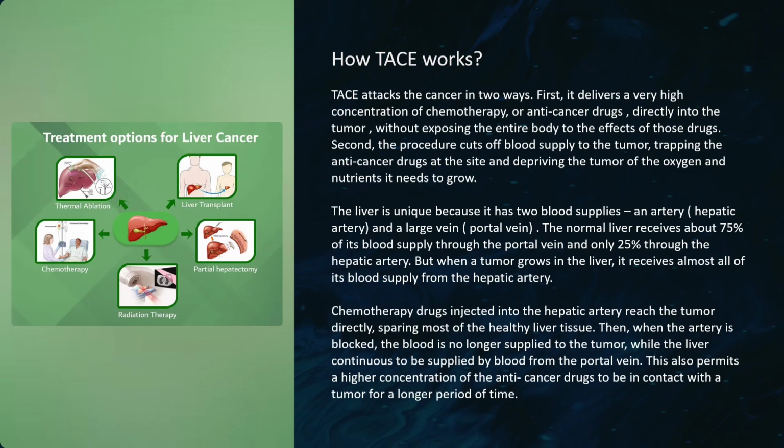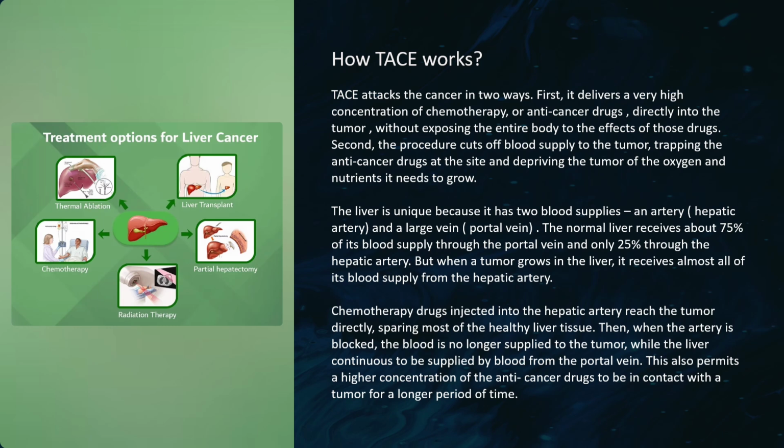Then how TACE works. The treatment options for liver cancer. Okay, so TACE attacks the tumor in two ways. The first is that it delivers a very high concentration of chemotherapy or anti-cancer drugs directly into the tumor without exposing the entire body to the effects of these drugs. So we are directly introducing the chemotherapy drug to the tumor cell. Second is that the procedure cuts off the blood supply to the tumor, trapping the anti-cancer drugs at the site and depriving the tumor of the oxygen and nutrients it needs to grow. So we are cutting off the blood supply to the tumor cells by blocking the supply to the tumor.